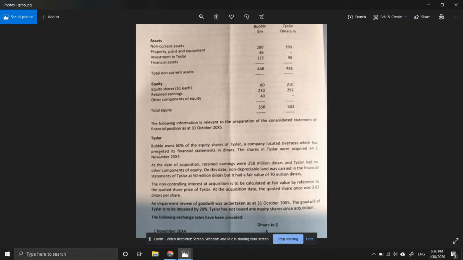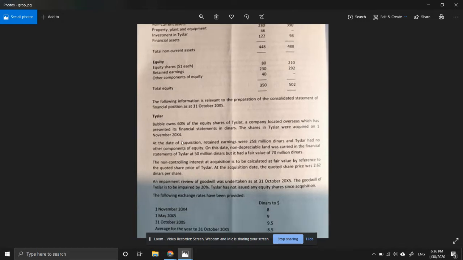Bubble owns 60% of the equity shares of Teisler, a company located overseas which presents its financial statements in dinar. The shares in Teisler were acquired on 1st November 20x4. At the date of acquisition, the retained earnings were 258 million. Teisler had no other component of equity. On this date, non-depreciable land was carried in the financial statements at $50 million, but it had a fair value of 20. It's land, so we don't need to worry about additional depreciation.